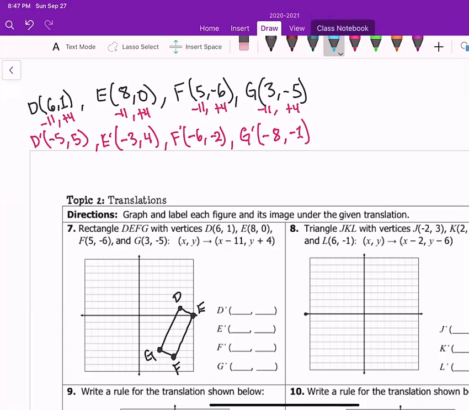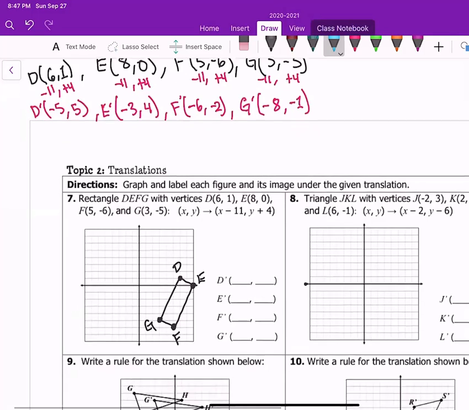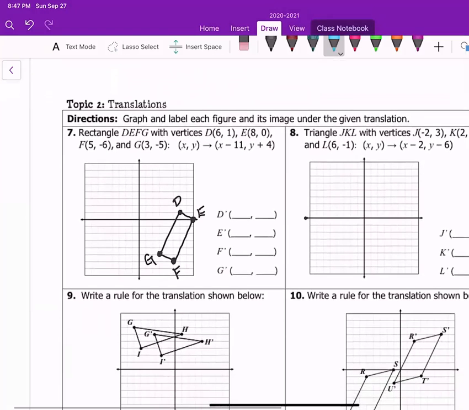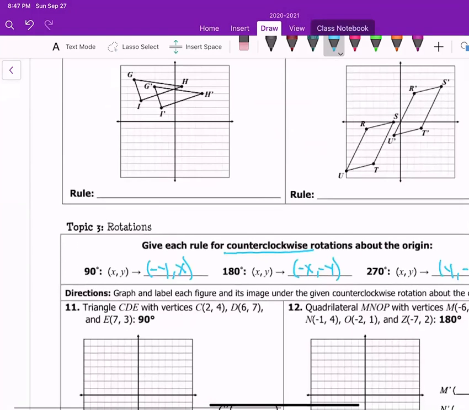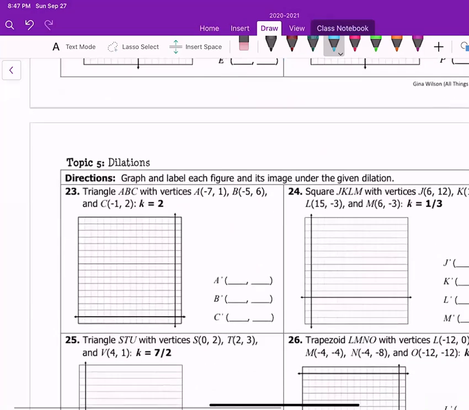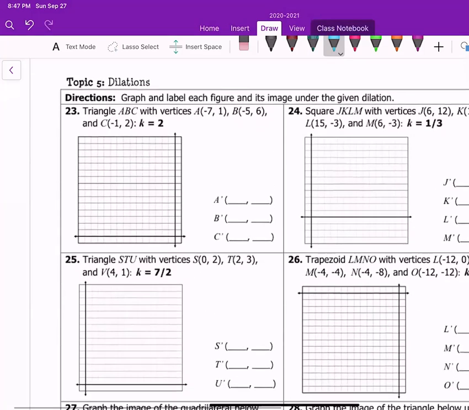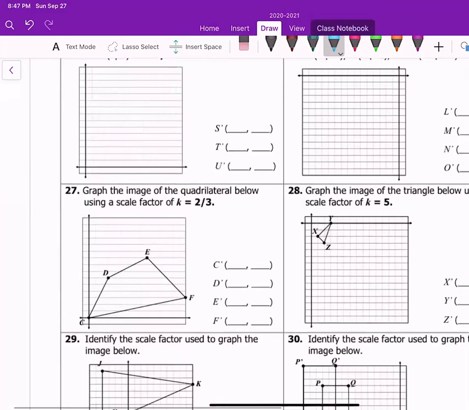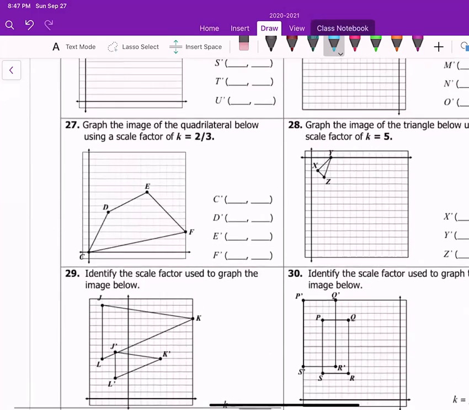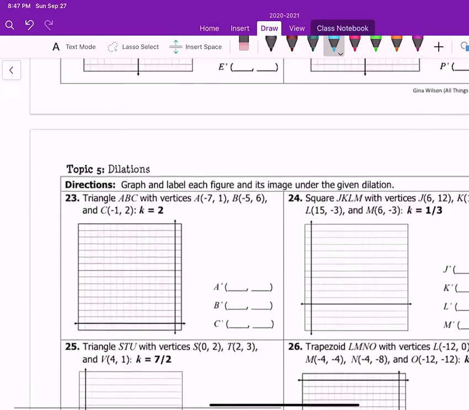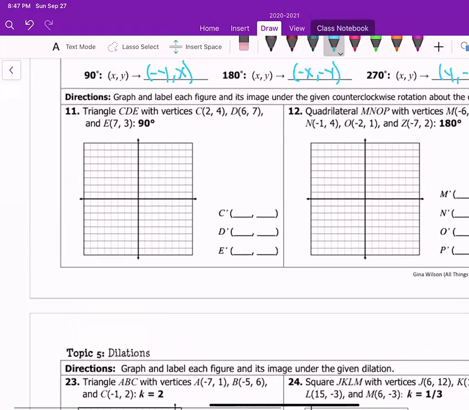All right, guys. So I did a little bit of prep work here. So we are doing translations. It's kind of a little overview. So translations, rotations, and dilations. I'll be working on the odds. I might not do all of them depending on how long the video gets, but I will be attaching the notes to these. So make sure you guys look at that.